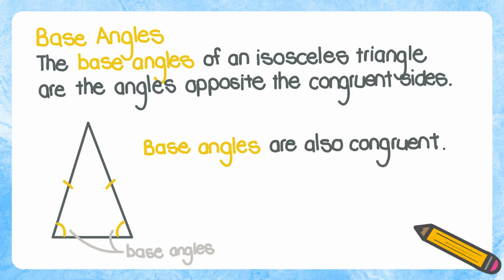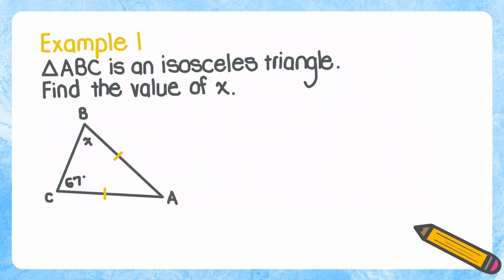An important property of base angles is that they are congruent to each other. So base angles are also congruent. Let's use this property to solve a few more examples. For our first example for this section, we're given triangle ABC, which is an isosceles triangle. Now we're focusing on the angles and not the side lengths. We're going to find the value of x.